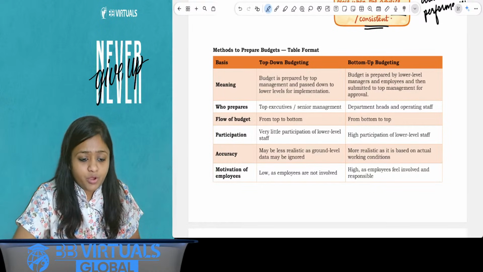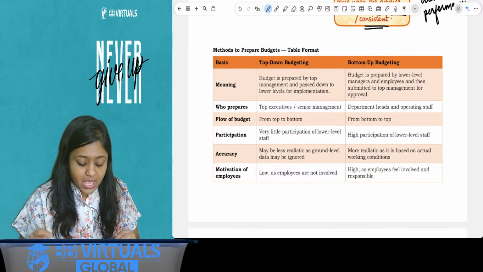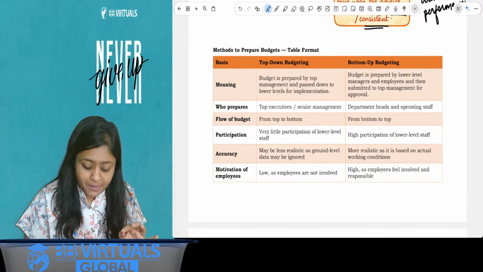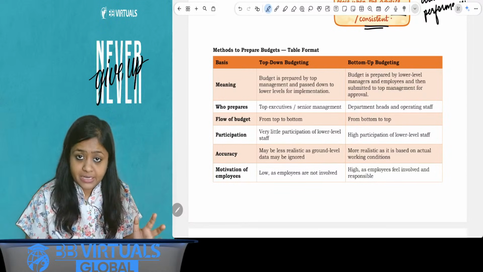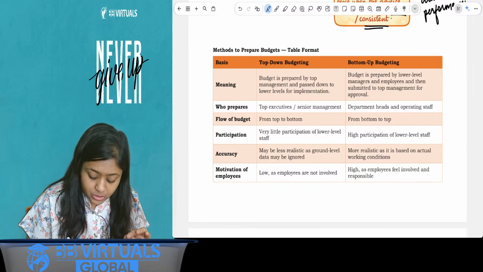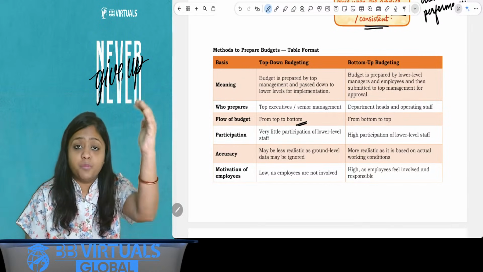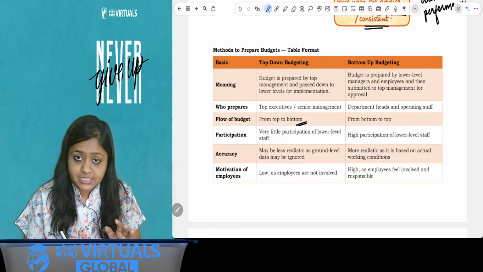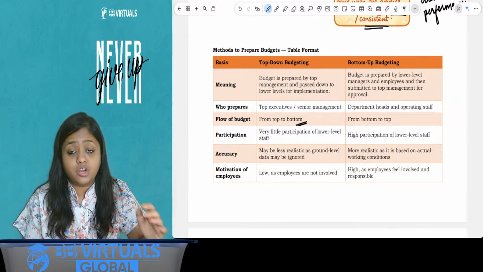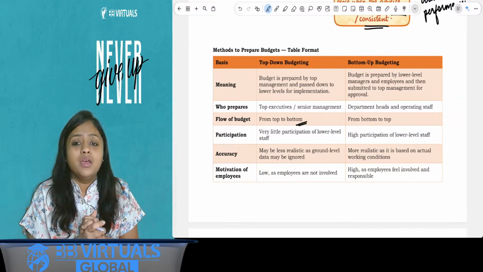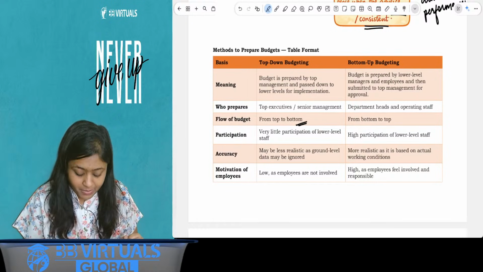But now let's just have a quick look at the top down budgeting. So when I look at the top down budgeting, I can see that budget is prepared by top management and passed on to the lower levels of management for implementation. Budget is generally prepared by the top executives or the senior management, and the flow of the information is from top to bottom. Very little participation of lower level staff, and however it really needs to be realistic in order to be used by the lower level management.